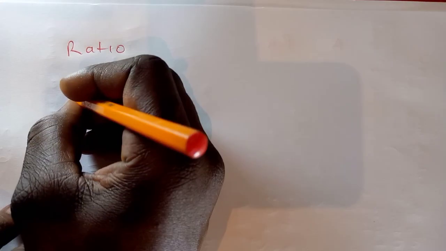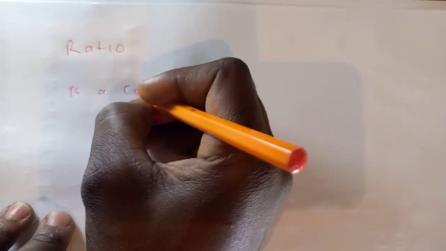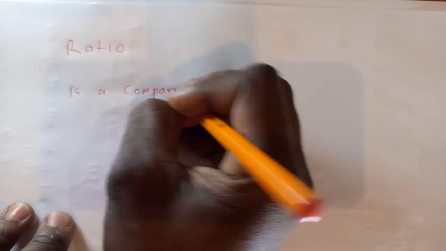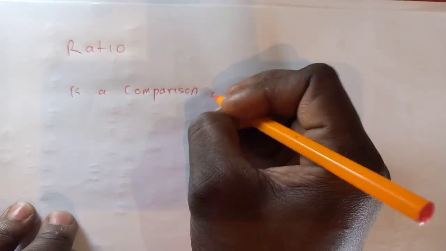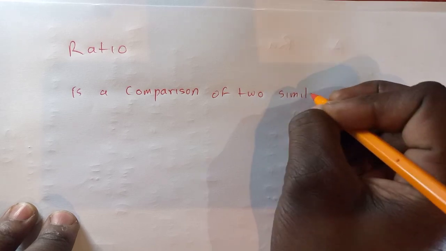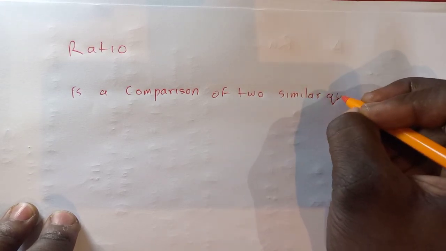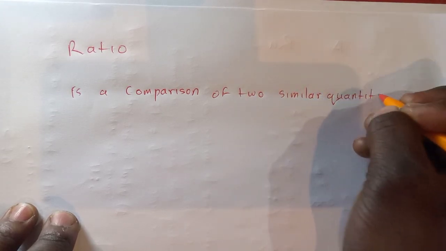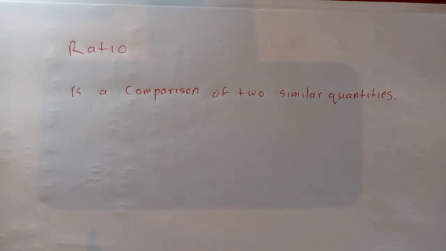So what is a ratio? A ratio is simply a comparison of two similar quantities. You're just comparing between two similar quantities. A ratio is a comparison of two similar quantities.